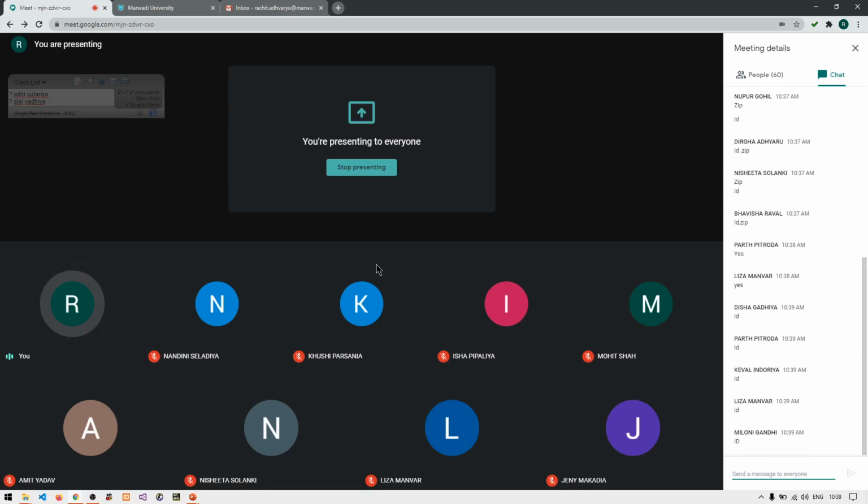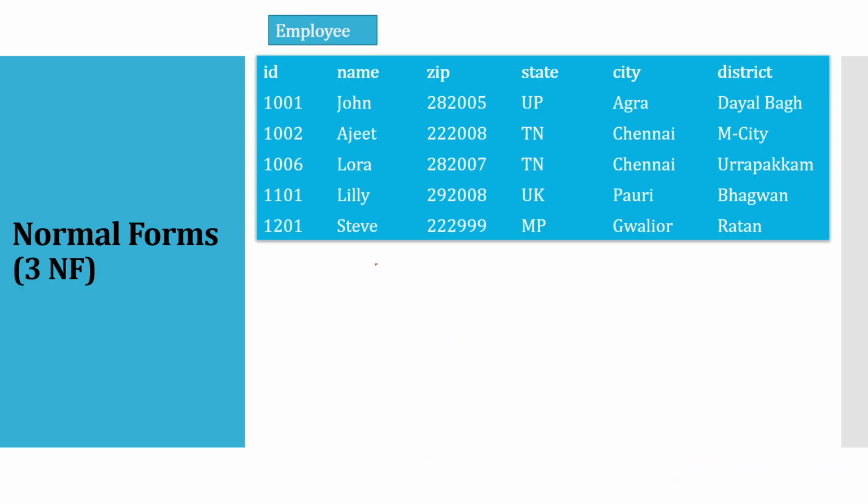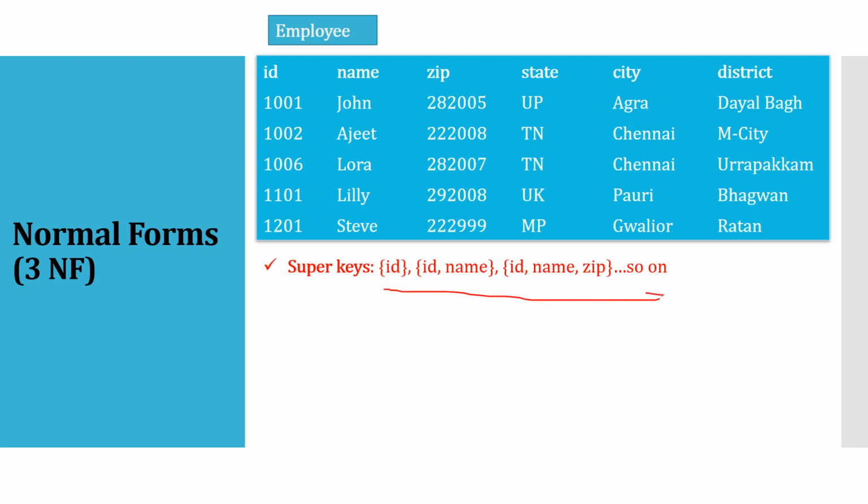Very good. Only the ID. Why ID? Because ID will be unique for each and every person, but name can repeat, the zip can repeat, the state, the city, the district can repeat. But ID will be different, so ID can determine all other column values uniquely. Right. So we can say that ID is our candidate key. So let us see these two parts first. All the possible sets of columns containing the key are super keys, and the candidate key is only the ID.